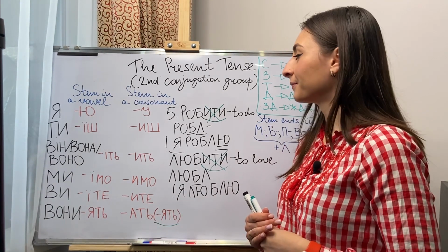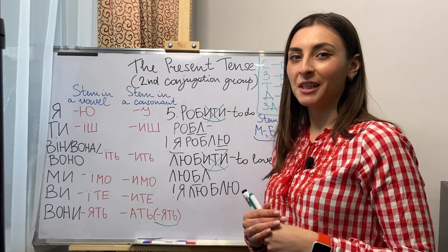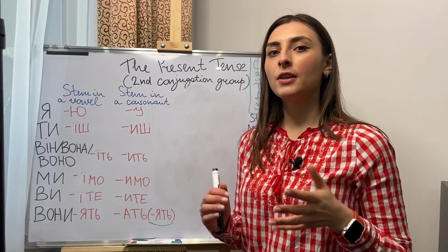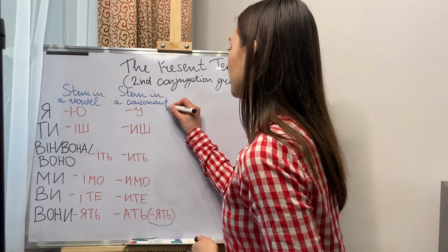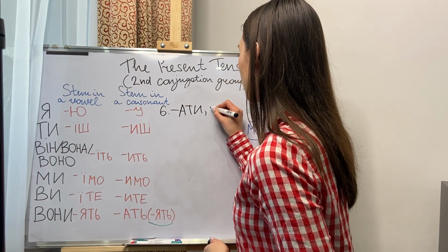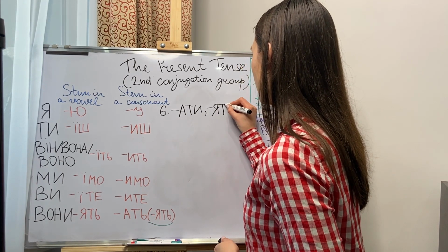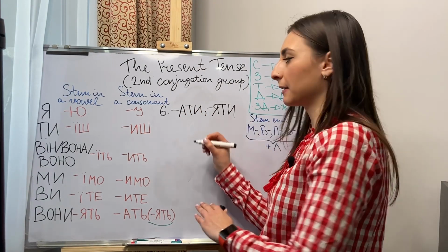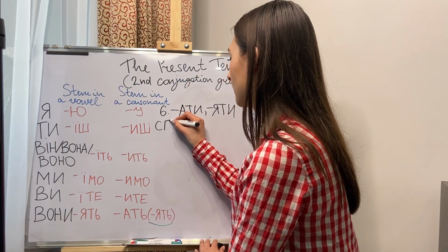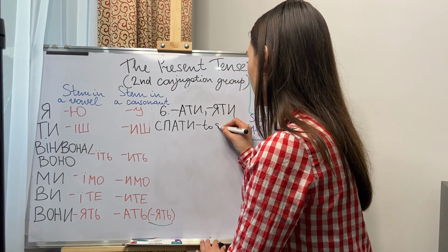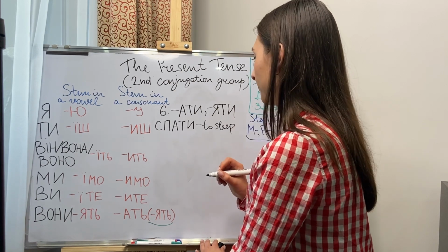Is it difficult? Please write in the comments below what you think about the second conjugation group. The sixth group has such endings as ати and яти. So for example, the verb спати. The verb спати means to sleep.